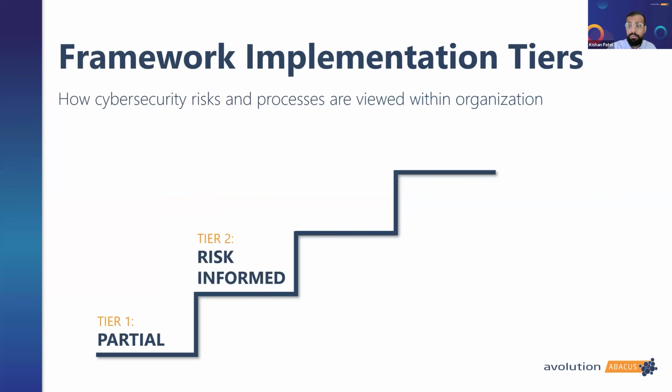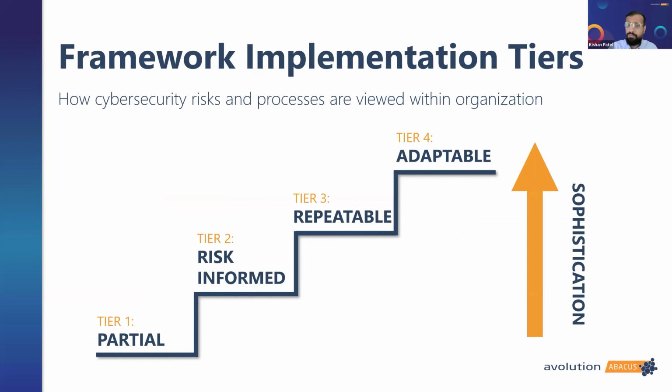It starts with tier 1, which is partial, meaning that cybersecurity practices are not formalized, there's limited awareness at an organizational level. And it goes all the way up to tier 4, which is adaptive. It means the organization is adapting its cybersecurity practices based on previous and current cybersecurity activities.